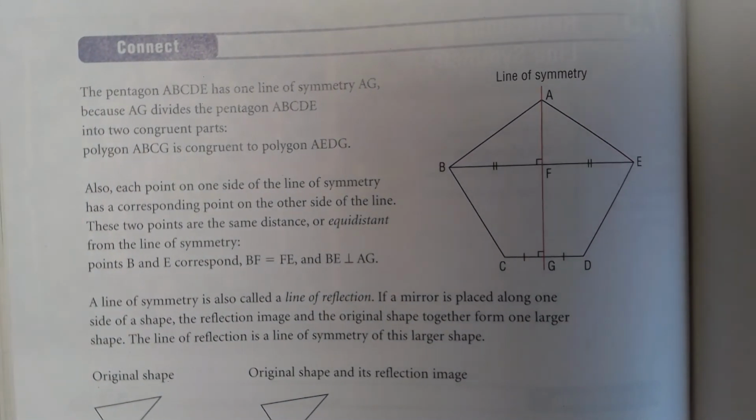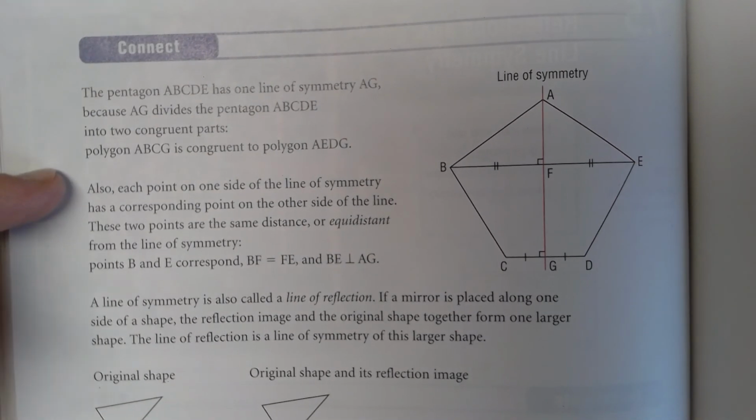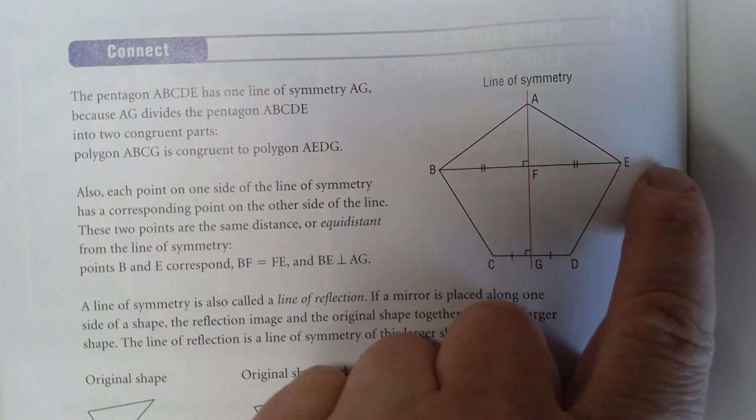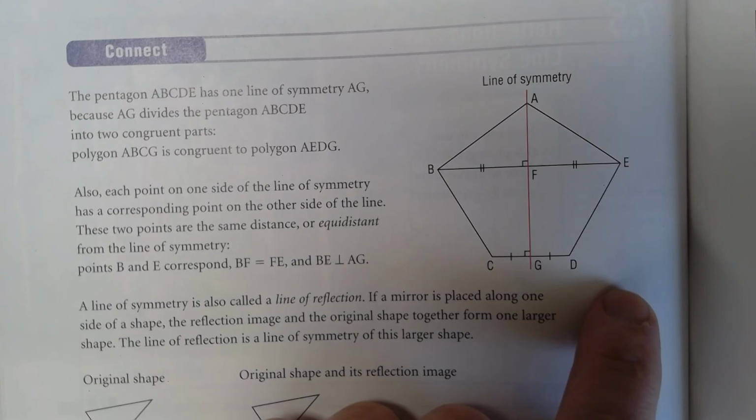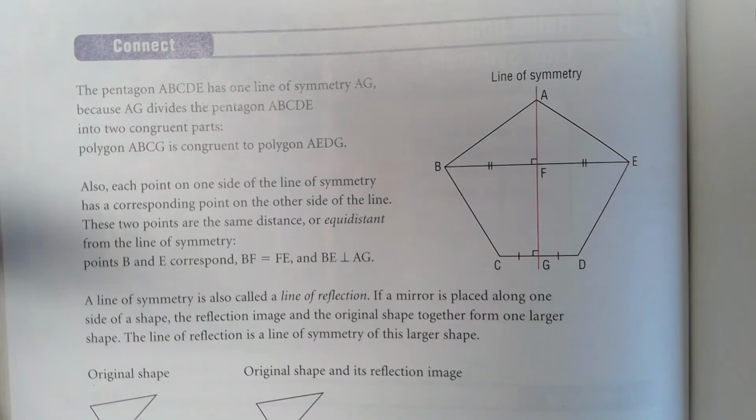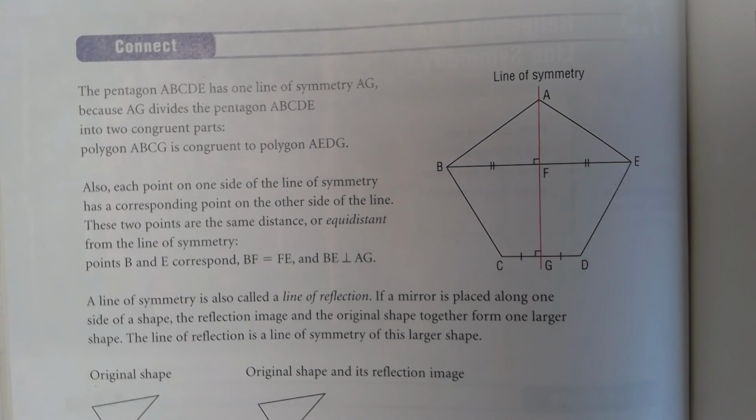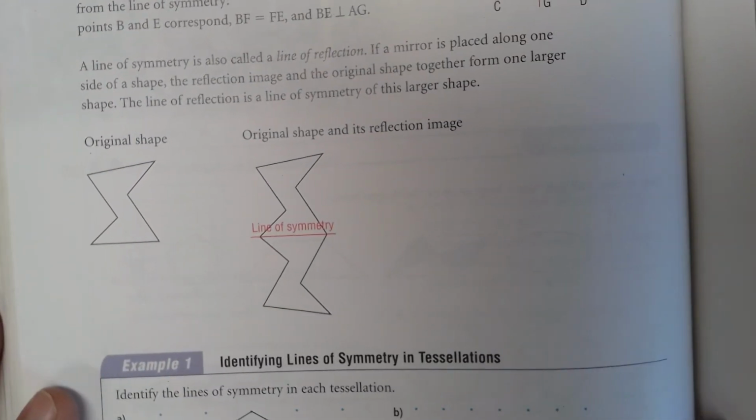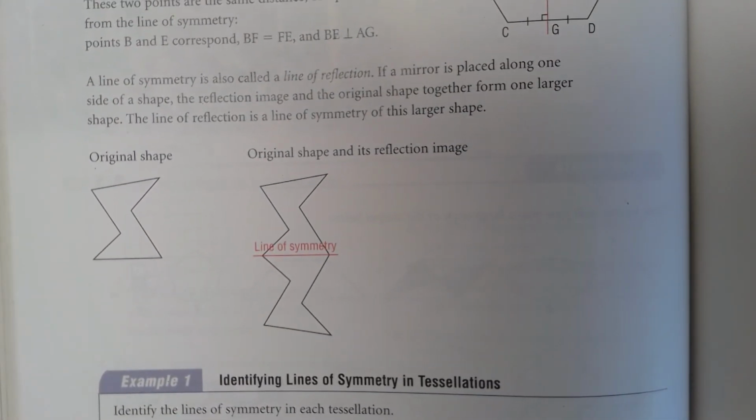Okay. Also, each point on one side of the line of symmetry has a corresponding point on the other side. So point B corresponds with point E, and so on. Point C corresponds with point D, and so on. Okay. Except A, of course, is your peak. The line of symmetry is also called a line of reflection. That's the next concept. If a mirror is placed along one side of the shape, the reflection image and the original shape together form one larger shape. The line of reflection is a line of symmetry of this larger shape.